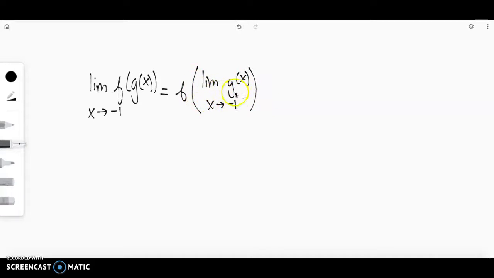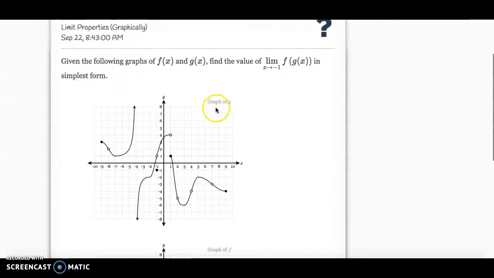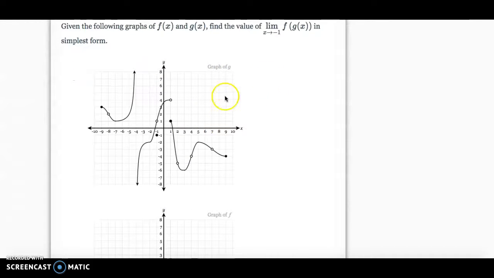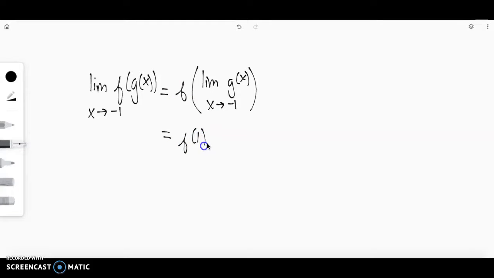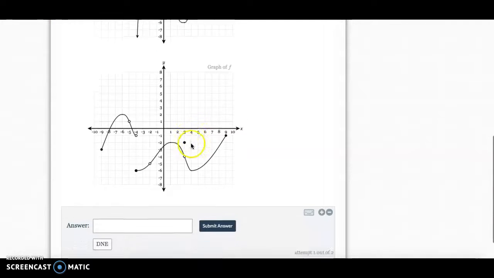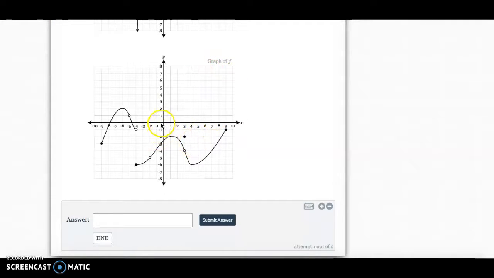So what I'm going to do is go back to my graphs, first find the limit of my graph of g of x as x approaches -1, and then I'll plug it in here. Going to my graph of g, as I approach -1, it looks like my limit of g of x is 1. So then I'm really just finding f of 1. Then I use the second graph, because this is the graph of f, and I find the point at 1, which would be -2. So I type that in here.